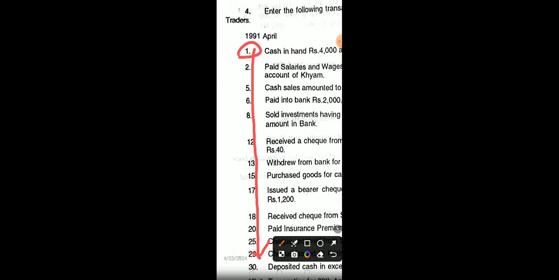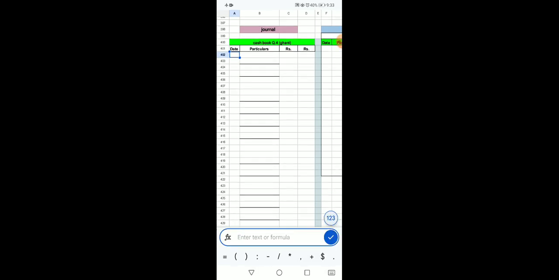And 1st April is saying what? We will fill the date first. Here is date column of journal. There you will write your date 1. And now come to the point.